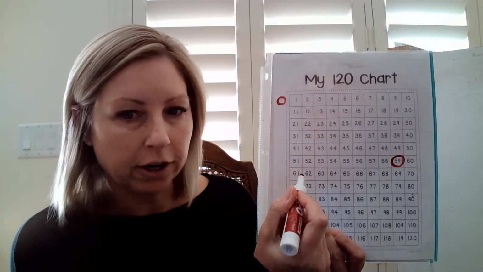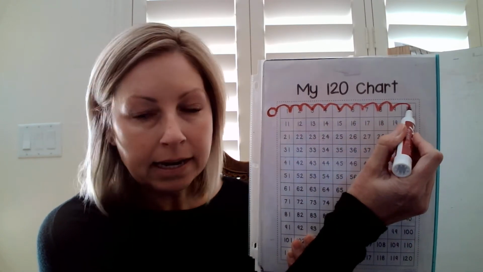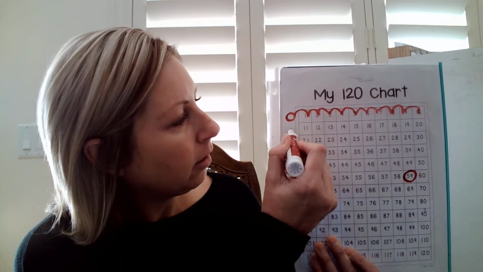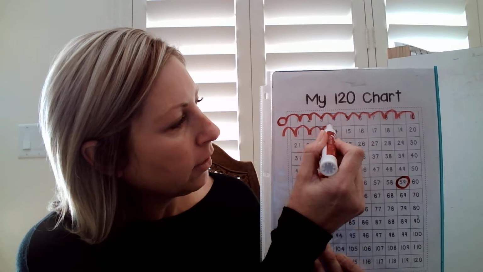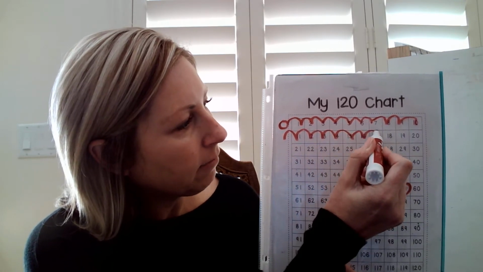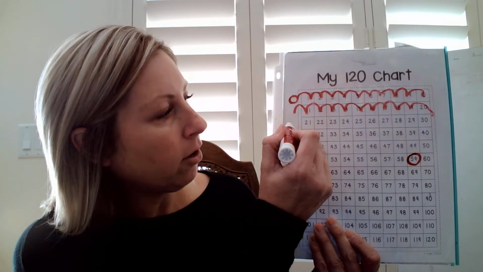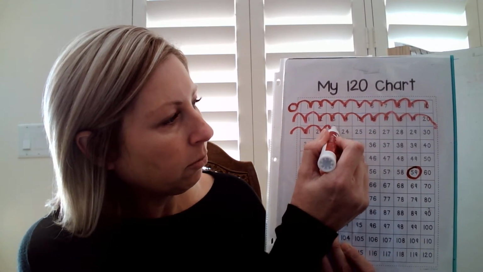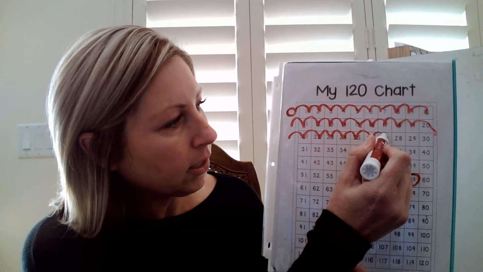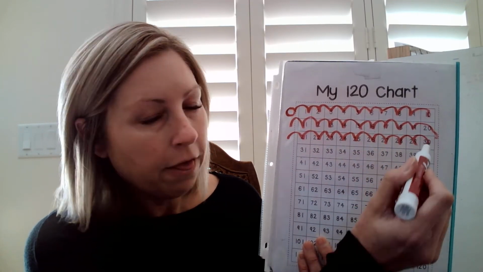So count with me, or you can do it on your hundreds chart. All right, you ready? Okay, here we go. 1, 2, 3, 4, 5, 6, 7, 8, 9, 10. I'm going to come all the way back over. 11, 12, 13, 14, 15, 16, 17, 18, 19, 20. We're going to keep going all the way back over. 21, 22, 23, 24, 25, 26, 27, 28, 29, 30.